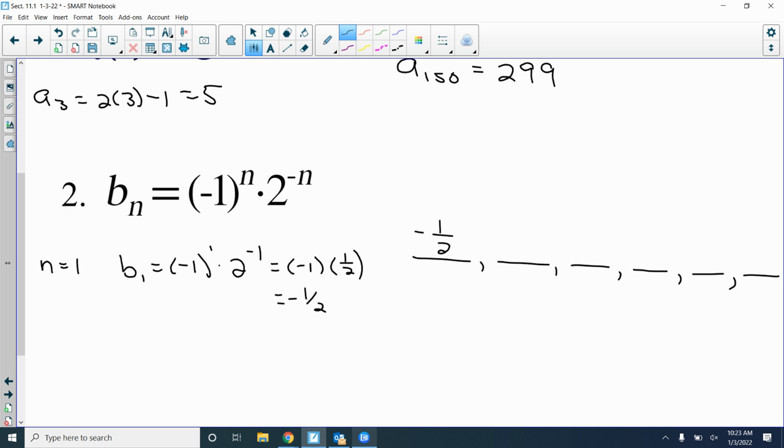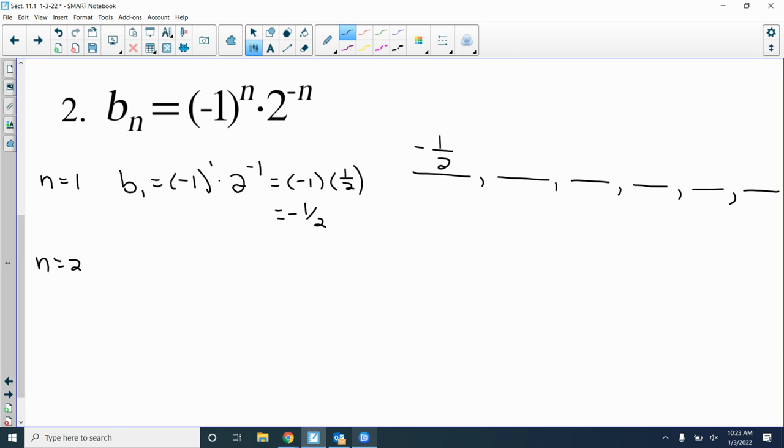Second term. Let n equal 2. b sub 2 is going to be -1 to the n, which will be squared, times 2 to the -2. -1 squared is just 1. And then 2 to the -2 is going to be 1 over 2 squared, which is 1 over 4. So in the end, that's positive 1/4. So our second term is positive 1/4.